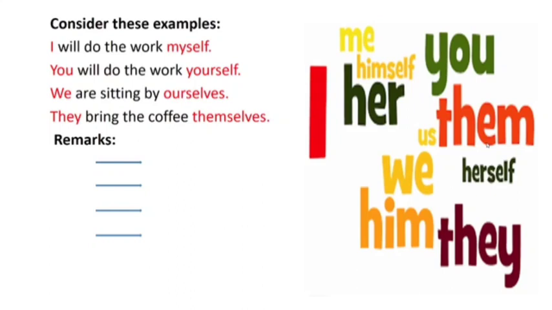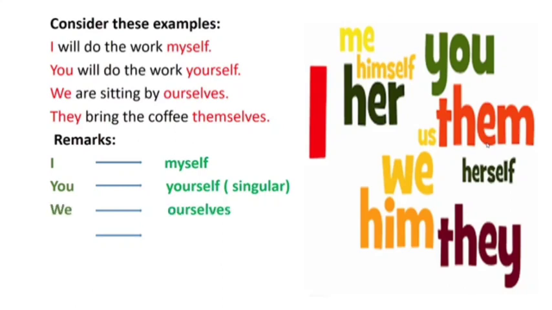So let's see your remarks. So if we have subject I, usually the reflexive pronoun that goes with it is myself. You, yourself. Remember, this is singular. If it was the other way around, which is plural, you will have yourselves. Let's move to the next one. We, ourselves. They, themselves. Now we will move to the table of pronouns.